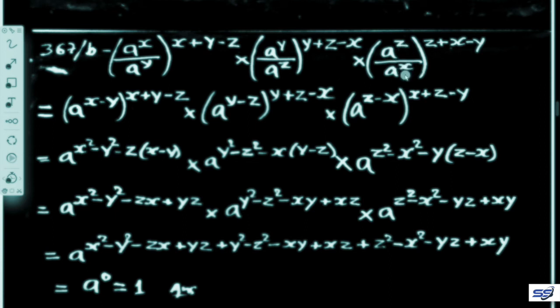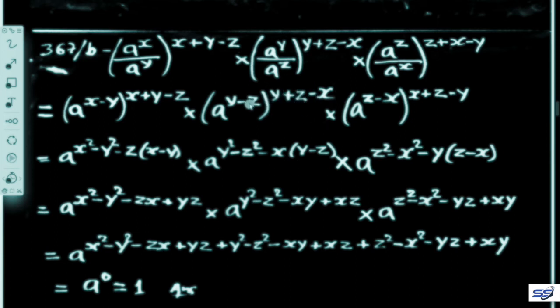So the lower one is the power of the lower one subtracted from the power of the upper one: whole power x plus z minus y. Now the power of this is x minus y and x plus y minus z. These both shall be multiplied. Here also same thing, power y minus z into y plus z minus x.